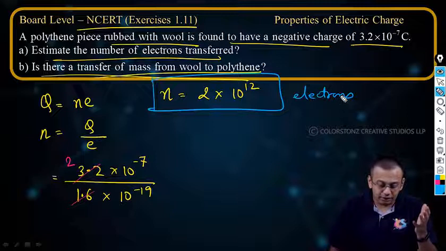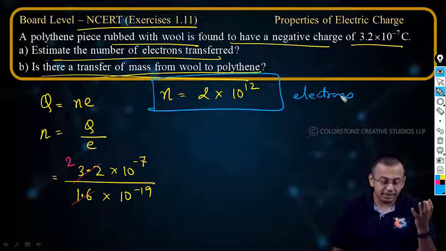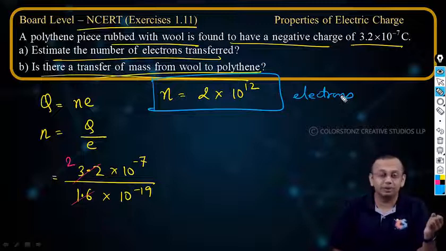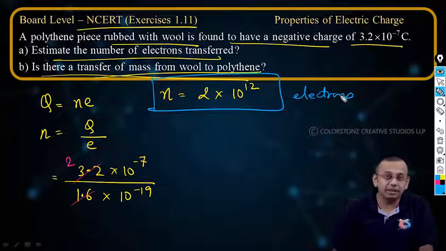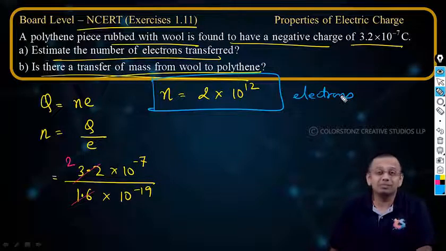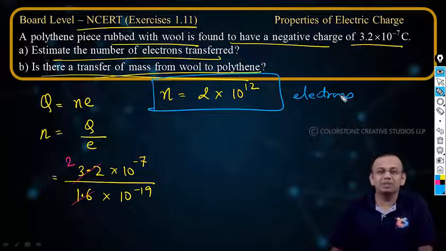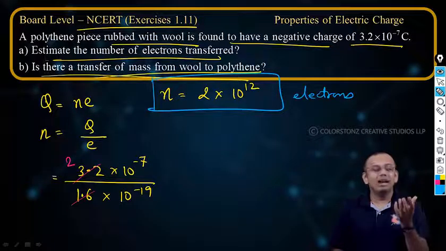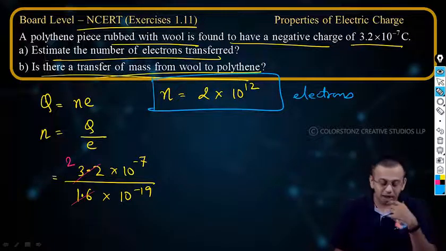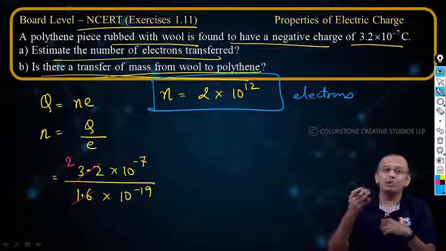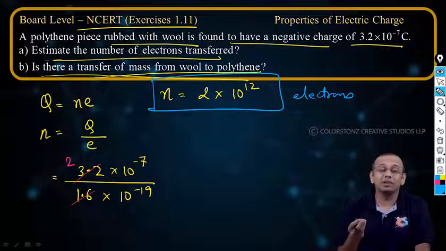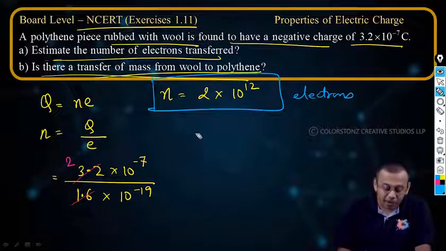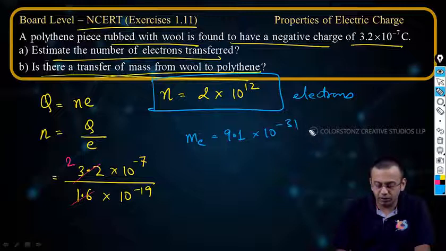Now, they're asking, is there a transfer of mass from wool to polythene? So if electrons are going from wool to polythene, then of course there will be some transfer of mass, but for all practical purposes and even when we are solving questions in electrostatics, that is negligible. Because just imagine the mass of that piece of wool or the mass of that piece of polythene. It's going to be at least a few grams, or if not grams, then milligrams. Whereas the mass of each electron is very, very small. It is 9.1 into 10 to the power minus 31 kgs.